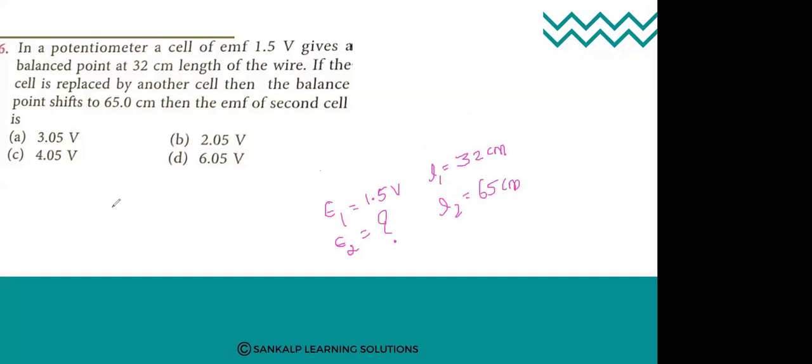Okay, so this is a very direct question. Again, in the practical also we do this. So E1 by E2 is equal to L1 by L2. So here E2 is unknown. You can just calculate the value of E2. L1 is there, L2 is there, E1 is there. Yes, what is the answer for E2? E1 into L2 by L1 will be your E2.